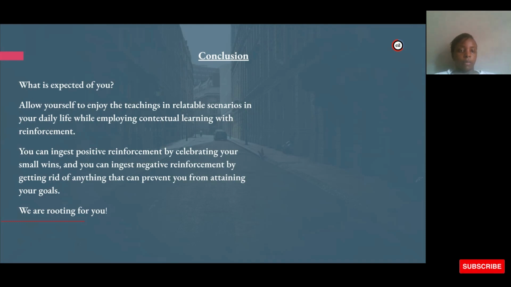Unlike secondary school, where they have ways to force you to attend classes, you're going to have to make the sacrifices and the commitment expected of you. You're going to allow yourself to enjoy the teachings to start with. Do not see anything as difficult or impossible. Ask yourself, how does it apply to my everyday life? How can I put this in my context? We all have different contexts. We all have different backgrounds and experiences. So you're supposed to allow yourself to enjoy these things.